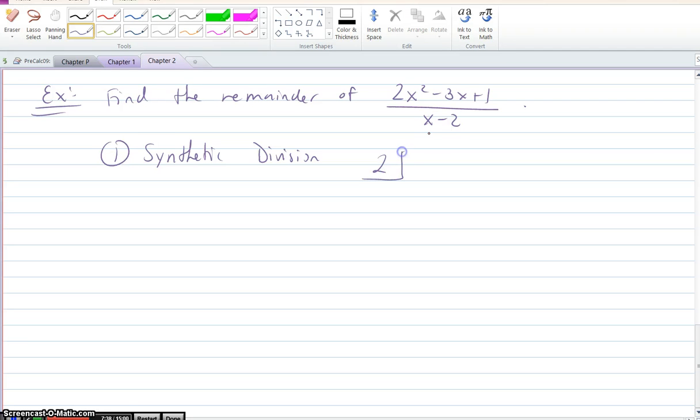So put your 2 on the shelf, because that's what the denominator equals 0. You get 2x squared, so you got negative 3x's, and then you got your number term is 1. Bring down the 2. 2 times 2 is 4. Add, you get 1.